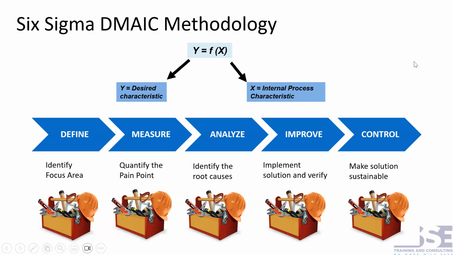Also, please consider that because Lean Six Sigma is a toolkit, in each of the phases we will be encountering different types of tools. That's why I put the picture of a toolkit there, because in each of the phases, we will be encountering tools that you can use depending on the situation that you'll be exposed to.